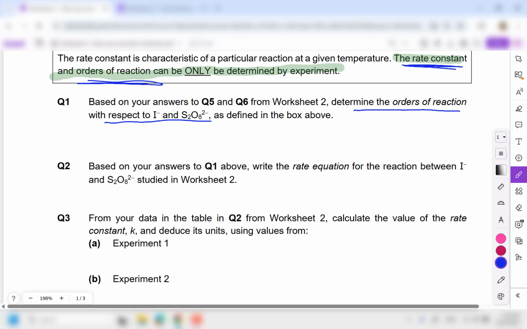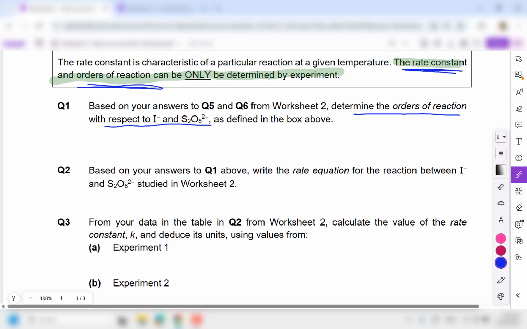So because of that, from here we will be able to determine that the order of reaction with respect to iodide is 1. So this one, the order will be 1, and peroxydisulfates will be 1 as well.